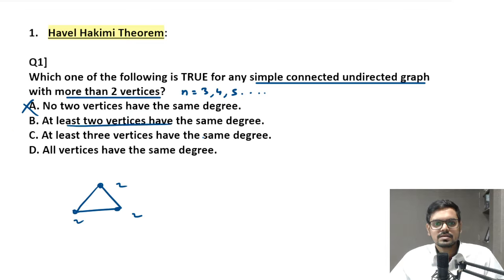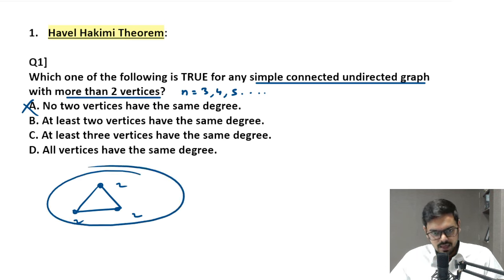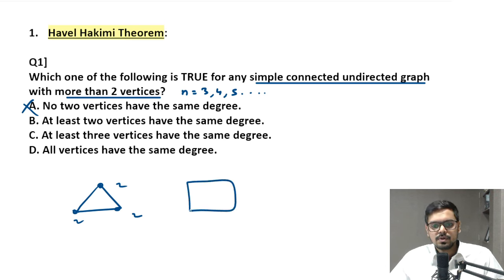At least 2 vertices have the same degree? Yes. At least 3 vertices have the same degree? Yes. All vertices have the same degree? Yes. Take one more example.